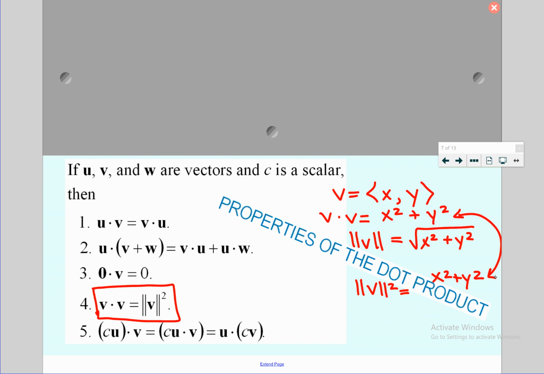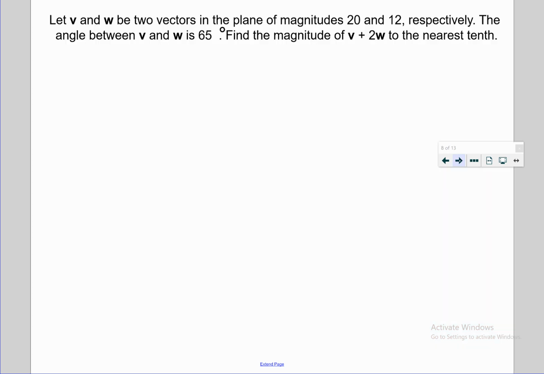All right, let's do an example now. It says let v and w be two vectors in a plane that have magnitudes 20 and 12 respectively. The angle between them is 65 degrees. Find the magnitude of v plus 2w to the nearest 10. To the nearest 10 is going to exclude it. There's probably going to be a calculator used somewhere in here. All right, we are calculating the magnitude of v plus 2w. Okay, that's our ultimate goal. And so that means I need to find v plus 2w, and then I need to find the length of it. And that final number is going to be my answer.